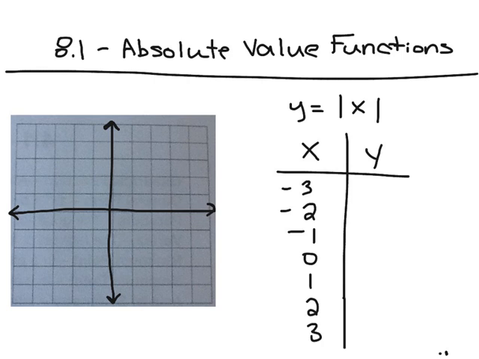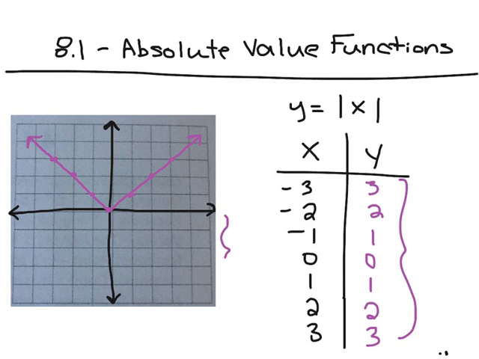If we plug x into this equation, the absolute value of -3 is +3. The absolute value of -2 is +2, and so on and so forth. So all of our y values will be positive. So if we graph this, if we go 0 and 0, 1 and 1, 2 and 2, 3 and 3, -1 and +1, -2 and +2, -3 and +3, our graph will look like this. So it makes a V. And as you can see, nothing is in the lower two quadrants. Everything is in the top two.